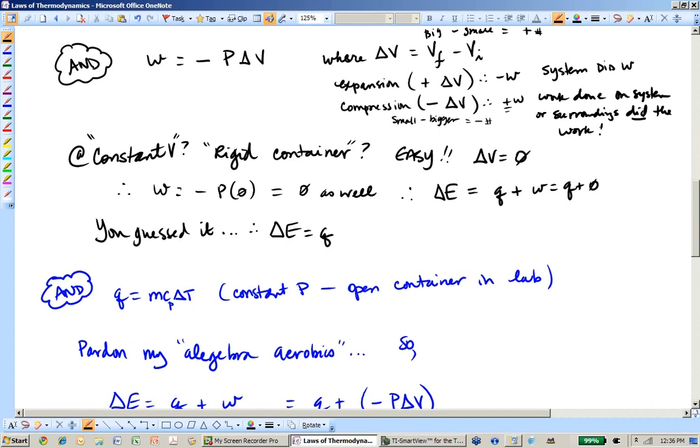What if we're not changing? What if we don't have a delta V? Well, your life just got easy. If you don't have a delta V because you've got a rigid metal container and you can't have expansions and contractions, then the delta V term is a big, fat, beautiful, round, symmetrical, plump 0. And work would be equal to negative P times that 0, so it would equal 0 as well. So delta E would simply be equal to Q plus W, which would be equal to Q plus a beautiful 0. And you guessed it, that means delta E would be equal to Q.